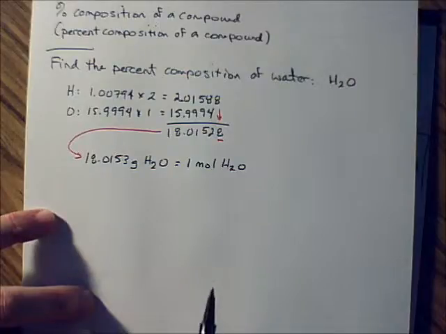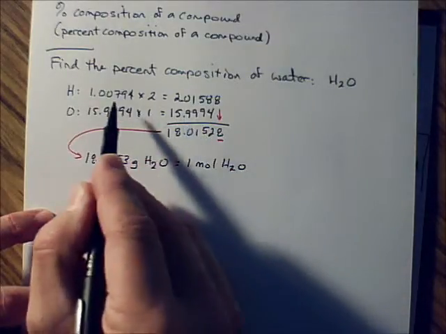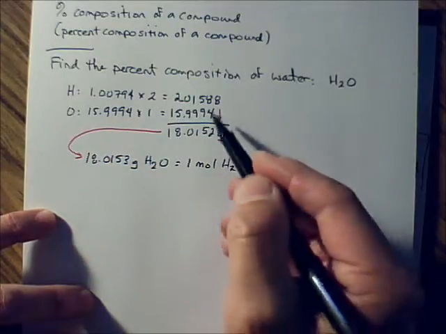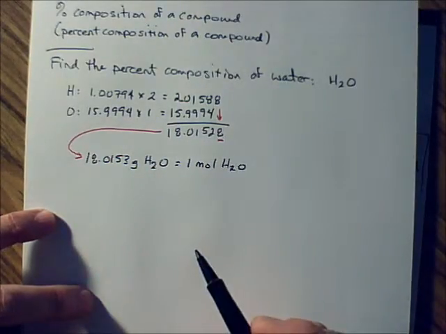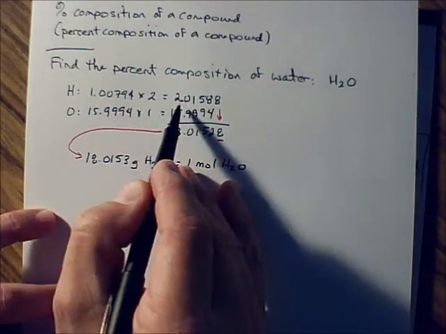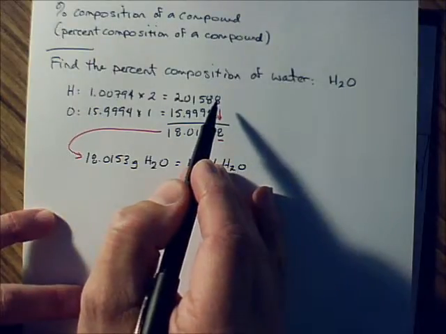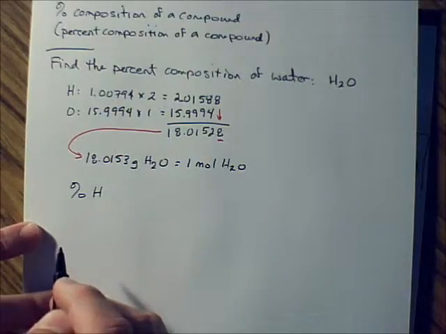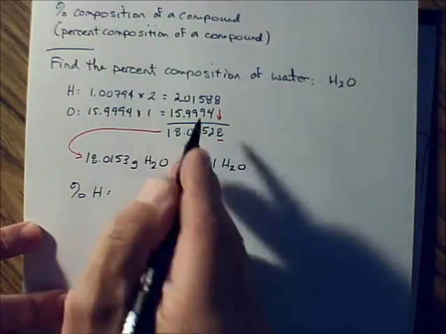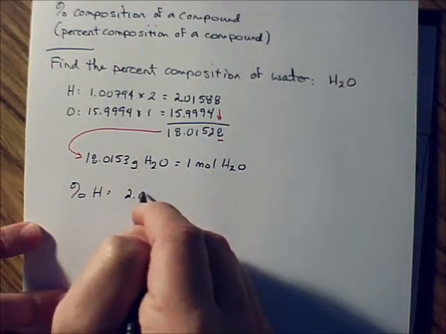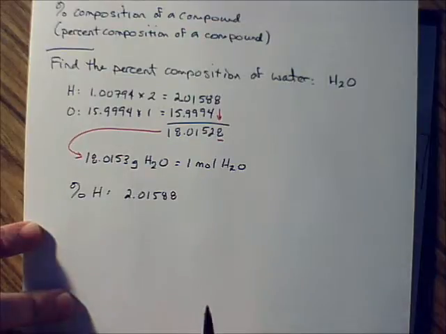So the percent composition takes the mass of all the atoms of the same type and divides them by the total mass. So the total mass of hydrogens is this number right here. So to find the percent hydrogen, we're going to take this total mass of the hydrogens in the formula, 2.01588. Okay?